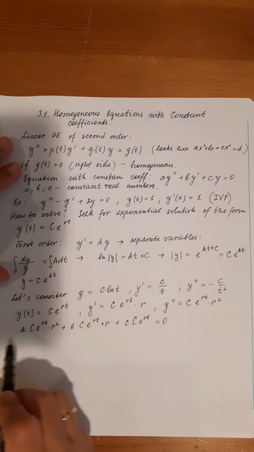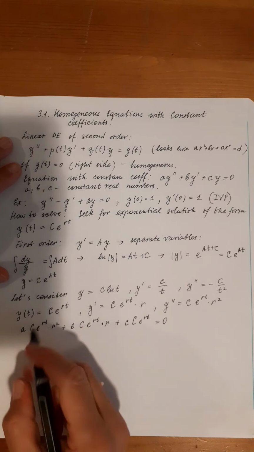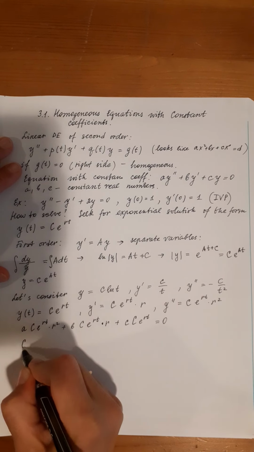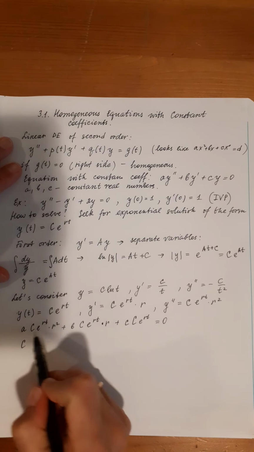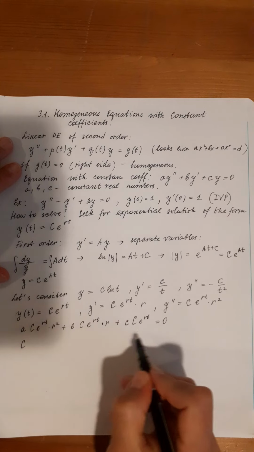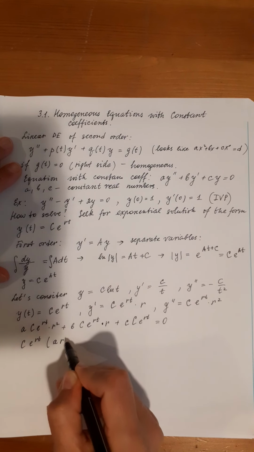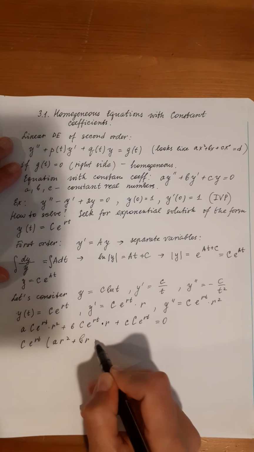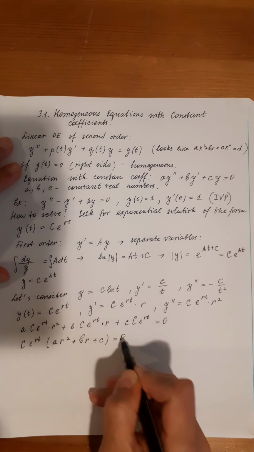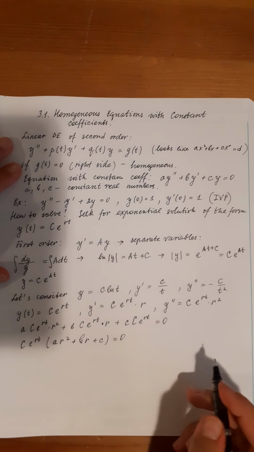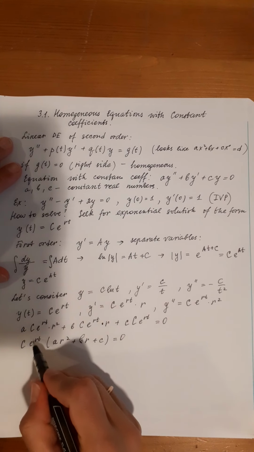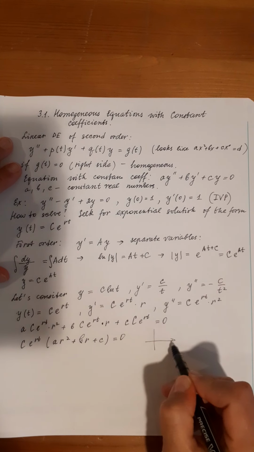It's supposed to be equal to 0. What I'm going to do now, guys, is take outside of parentheses the common factor c e to the power of rt. What do I have in parentheses? A r squared plus b r plus c equals 0. Well, we do remember that the exponential function e to the power of rt is never equal to 0, right?